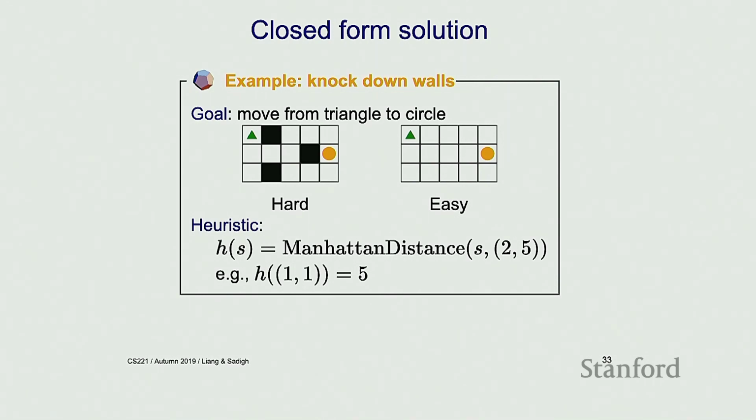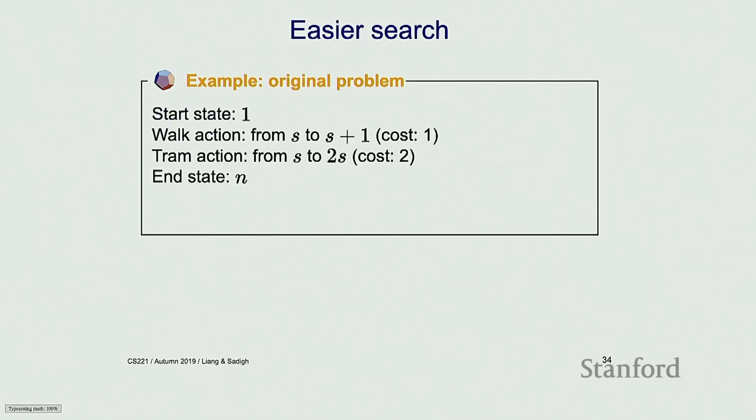What if there were no walls? If there are no walls here, then how would I get from one location to another location? The solution to that is going to give you this estimate of future cost, which is h of s. Okay?